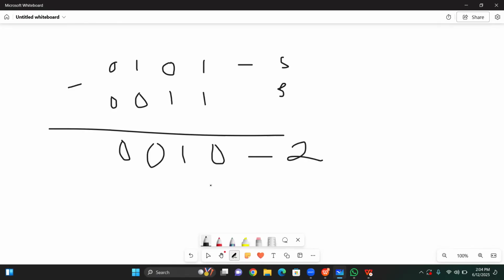So this is 2. So try out your own. Okay, let me recap again. 1 minus 1 will give us 0. 0 minus 1 will not work because 0 is less than 1. So we'll have to borrow. We'll borrow 1 from here, all right? And once we borrow this one from here, this one will not remain 0. So we'll borrow this one.